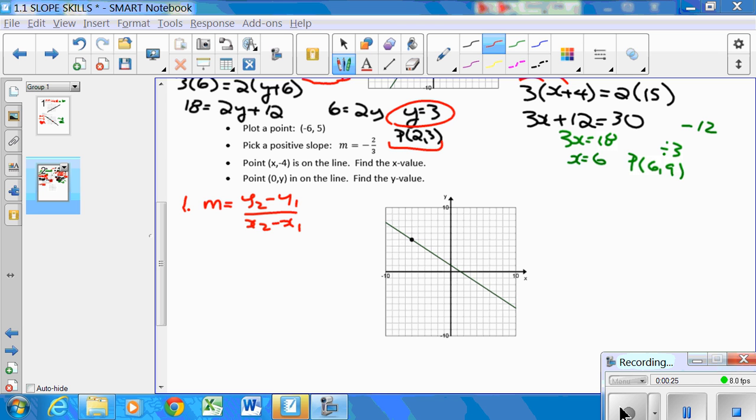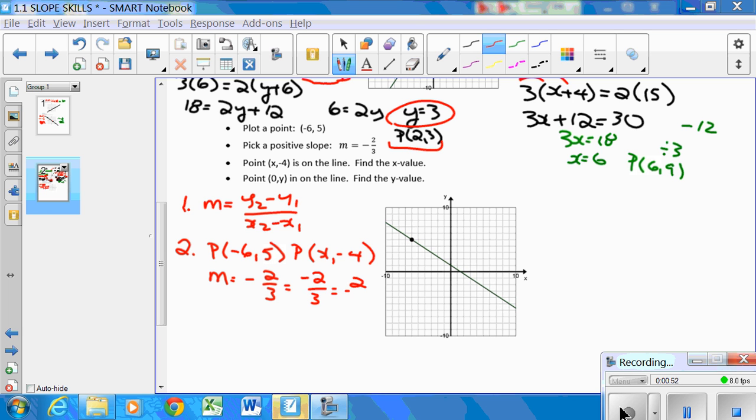Second step is we need to know what's given to us. Again, we can just circle things that are given to us, but sometimes it's not a bad idea. Say I'm given a point, -6 and 5. I'm given the point x and -4, and I'm given a slope of -2/3.